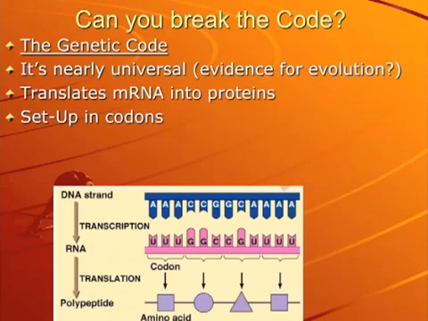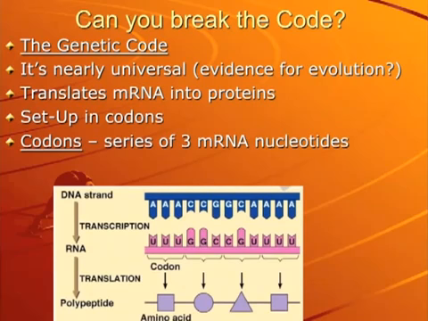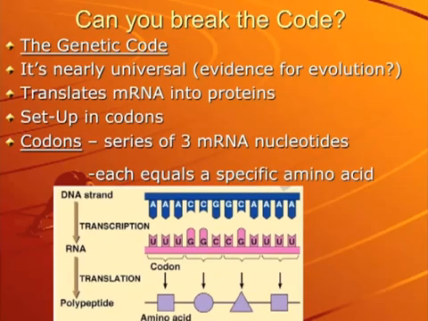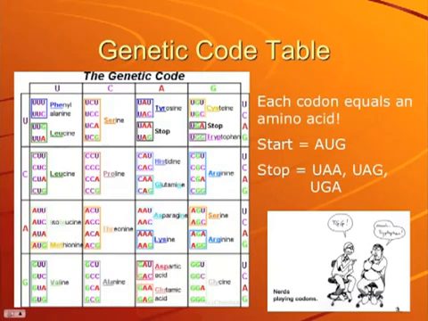If you look at a strand of DNA on the top in the blue, you have AAA, and when it's transcribed into RNA, you get UUU, and that UUU codes for a particular amino acid. That's how you translate your RNA into a protein. The codons, as I said, are a series of 3 mRNA nucleotides, and they each are for a specific amino acid. Now they have figured out what's what. The genetic code table is how you can tell what amino acids are being coded for.